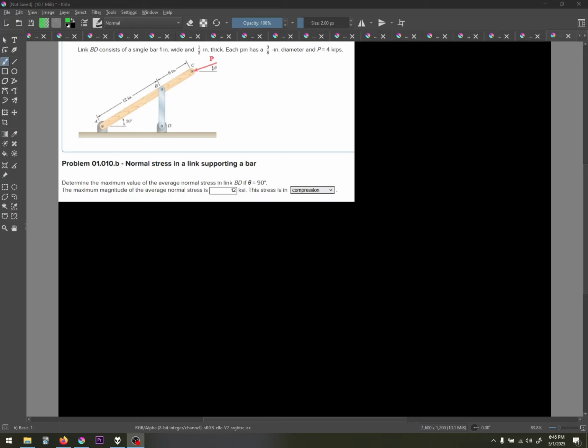Let's try this one out. Problem number 3. Interestingly, it says P here and there's a theta, but we have to draw first a free body diagram.